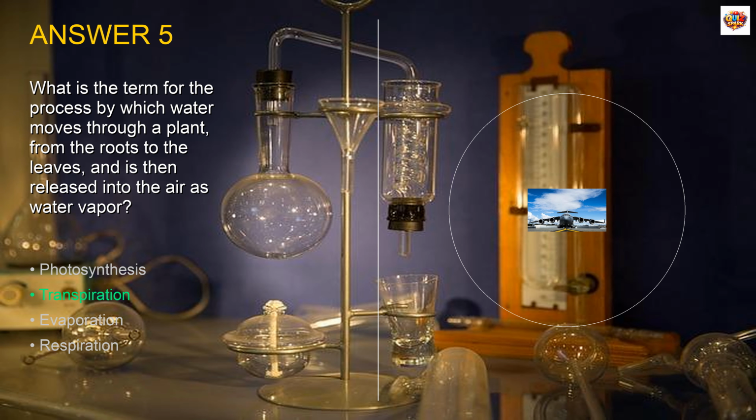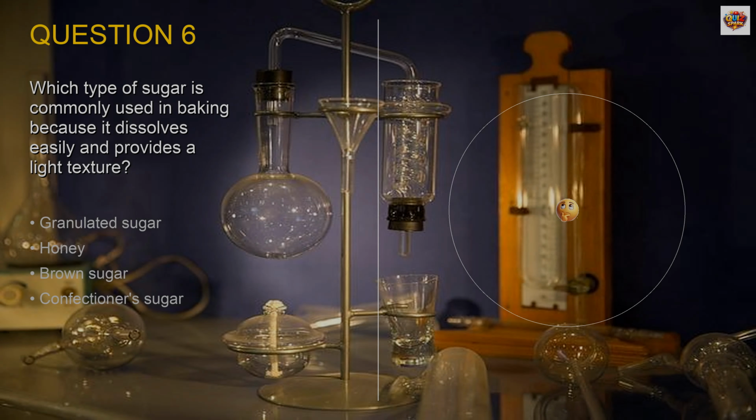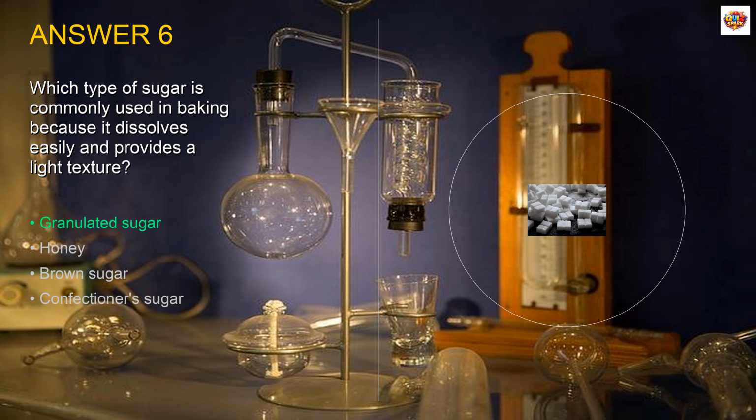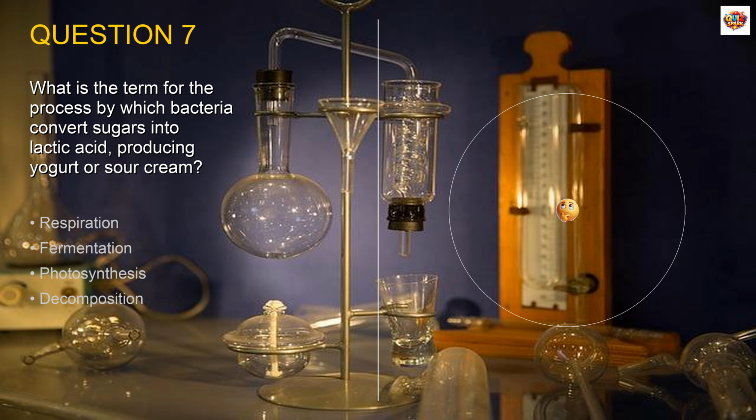The answer is transpiration. Which type of sugar is commonly used in baking because it dissolves easily and provides a light texture? The answer is granulated sugar. What is the term for the process by which bacteria convert sugars into lactic acid, producing yogurt or sour cream?